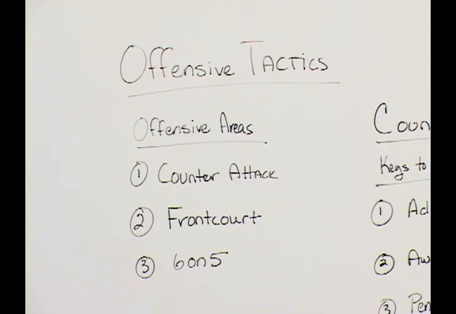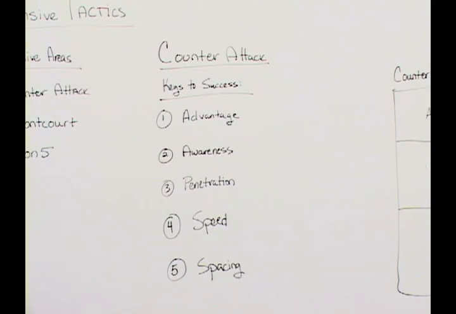We're going to look at offensive tactics. The areas that we're going to focus on the offensive end are going to be the counterattack, front court, and 6-on-5. Keys to success for a counterattack are gaining an advantage, awareness, penetration, speed, and spacing.